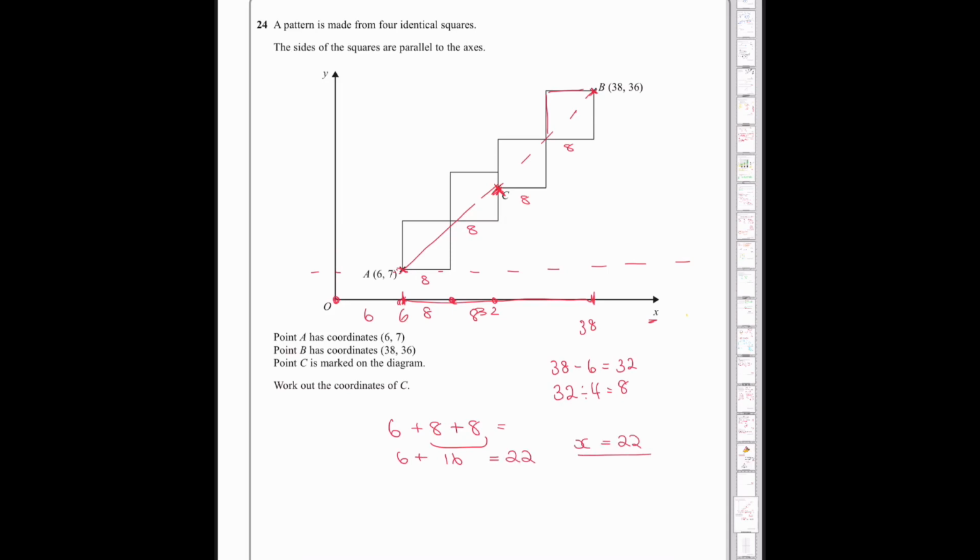And then finally, to get to here, we know that this is 36 on the y-axis. That's 36 there. And if that's 36 and we're trying to go down to this point here, well, we know that that's 8 and that's 8. So we do 36, take away 16, leaving me with 20. So y equals 20. It's just about trying to figure out which bits mean what. And just practicing those types of questions, really. They can be a bit tricky.